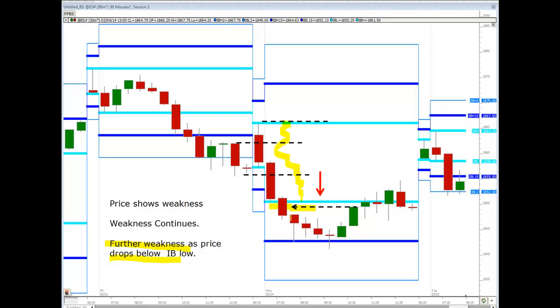Now, as prices continue to drop, remember, this level has been established. Once these are in place for the first hour, we know exactly where this is in terms of the 150%, and I know exactly where the 200% is, and they become targets for me. So if this weakness continues, I would anticipate my next target to be right here at the 200%, the 150% IB low level.